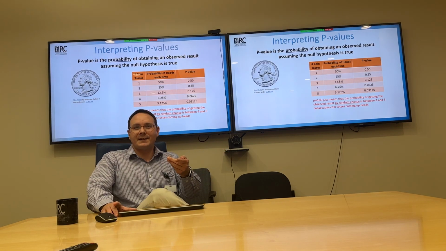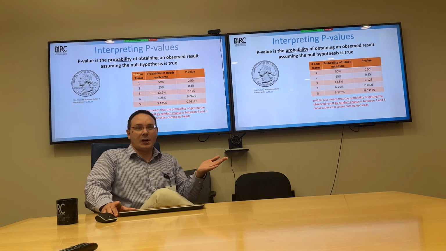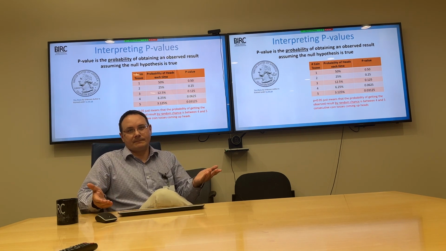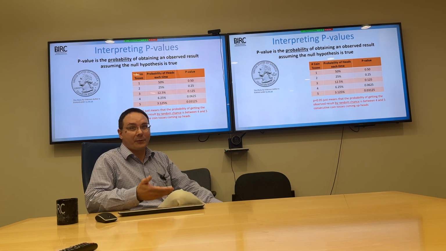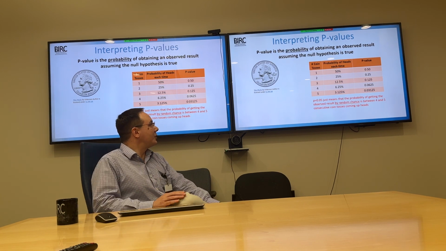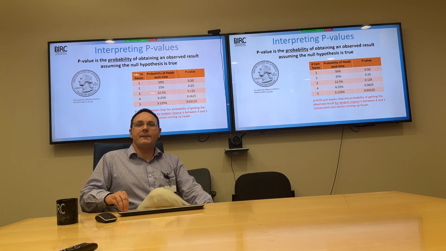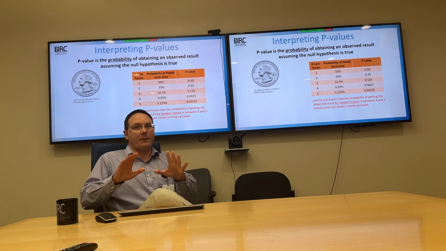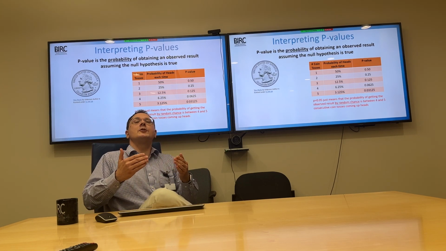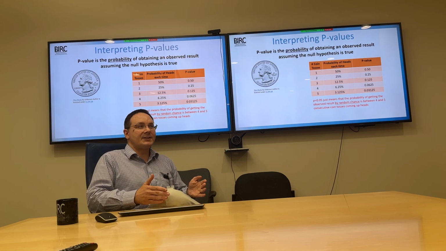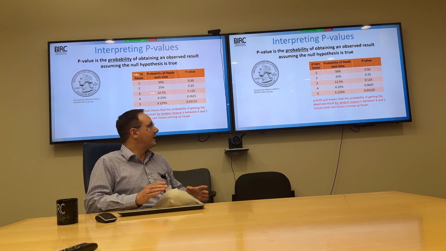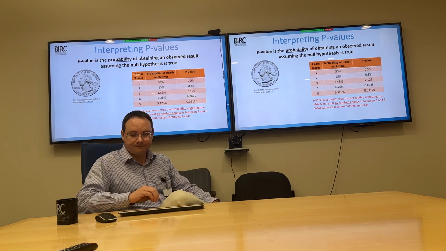If I gave you a coin and said toss it 5 times, will it come up heads 5 times? It could. There's a 3% chance of that happening. So just because you get a p-value of 0.05, it doesn't mean that there's this profound difference. It could still be due to random chance. It's just highly, highly unlikely that it is due to random chance.